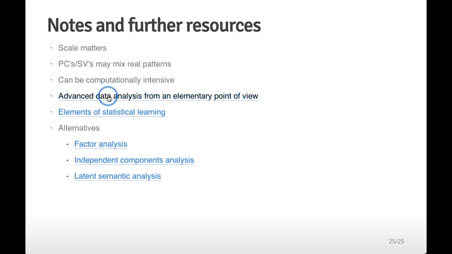Here I've pointed to a resource, Advanced Data Analysis from an Elementary Point of View, that goes into much more mathematical detail about the singular value decomposition and principal component analysis, as well as a book, Elements of Machine Learning, that also covers a lot of those details. There are a large number of alternatives for dimension reduction and for understanding patterns in a dataset, including factor analysis, independent component analysis, or latent semantic analysis, and I've given you links here to each of these different kinds of analyses in this file.